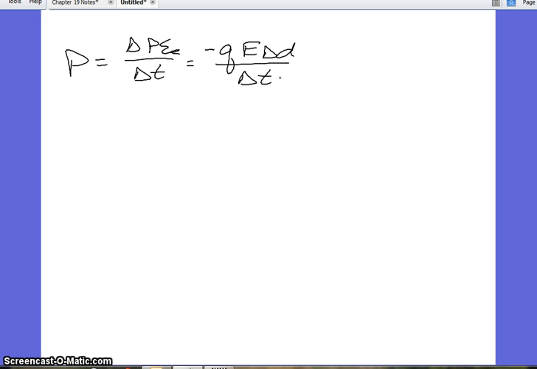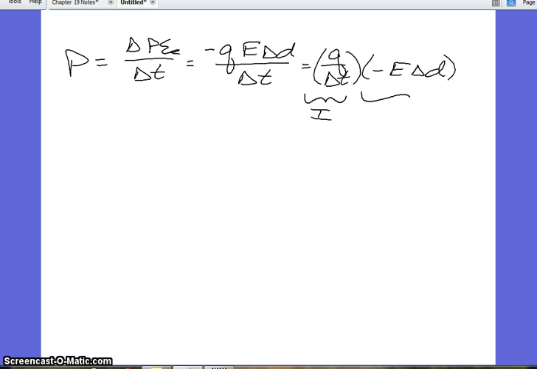Let's rearrange this equation and write it as the charge over the time, all times the opposite of the electric field times the displacement. We see that the first part of this equation is the current, charge divided by time, how fast the charge is moving. And the second part of the equation is the voltage. Now, we usually write it as delta V when we're talking about electrostatics, but in the case of circuits, a lot of times we drop that delta and we just write it as V. So power is current times voltage.